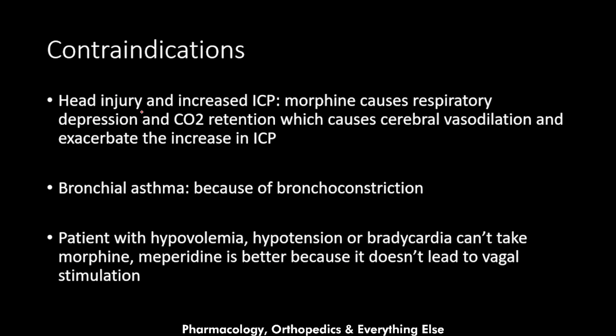Finally, let's talk about the contraindications to morphine use. Head injury and increased intracerebral pressure, because morphine causes respiratory depression and CO2 retention, which causes vasodilatation in the cerebral circulation and exacerbates the increase in ICP. It is also contraindicated in bronchial asthma because of bronchoconstriction, and in patients with hypovolemia, hypotension, and bradycardia because it leads to vagal stimulation, so morphine can't be used in these patients.